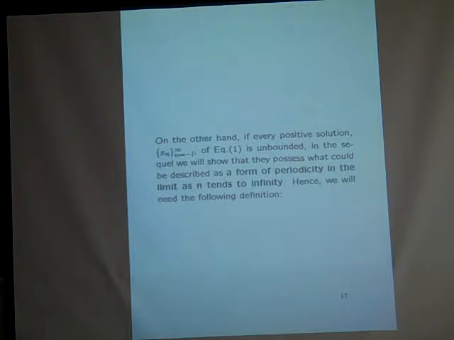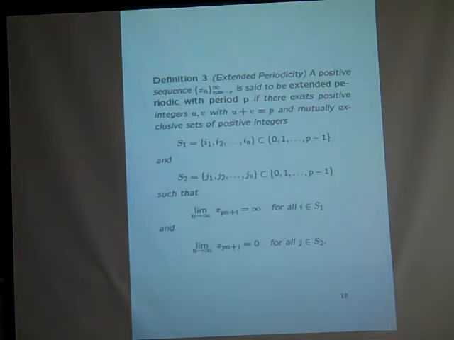In our case, we also will talk about extended periodicity in the limit as n tends to infinity when we look at unbounded solutions. And that's when we have subsequences. If we have extended periodicity with period p, then we have p subsequences, some of which go to infinity and some of which go to 0.